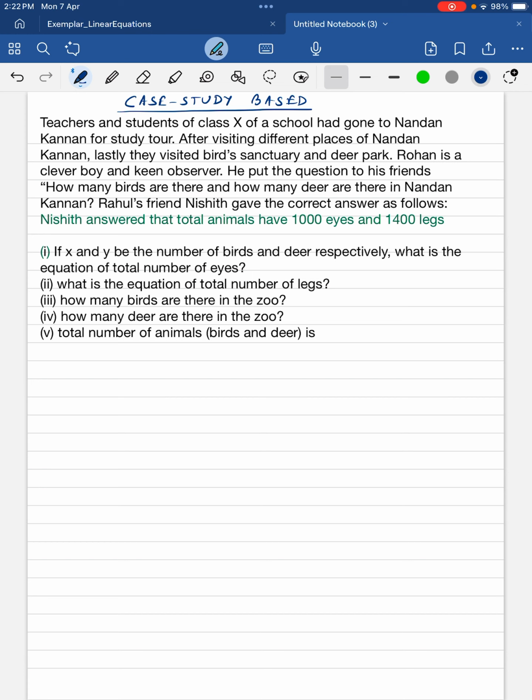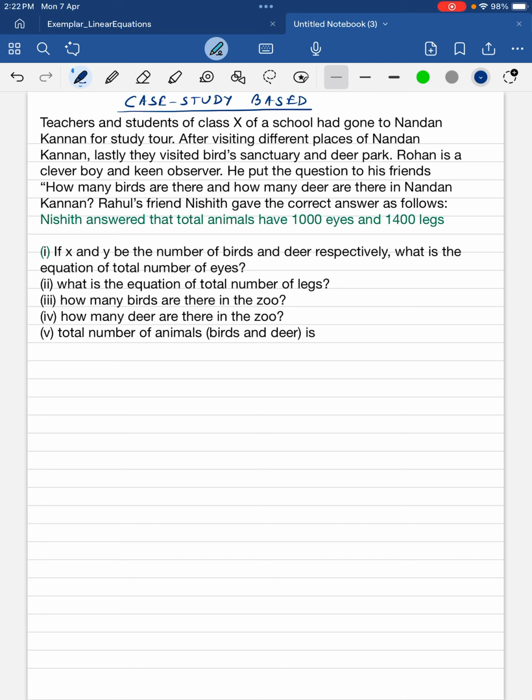Rohan is a clever boy and keen observer. He put the question to his friends, how many birds are there and how many deer are there in Nandan Kannan? Rohan's friend Nishith gave the correct answer as follows. Nishith answered that total animals have 1000 eyes and 1400 legs. Now based on this information, you have to answer the following 5 questions.